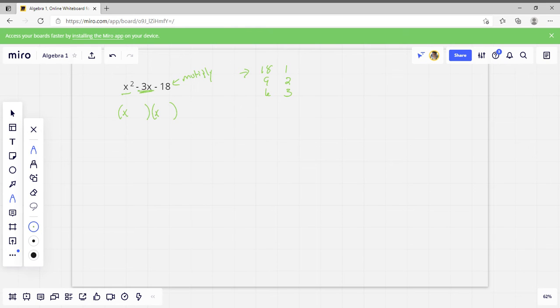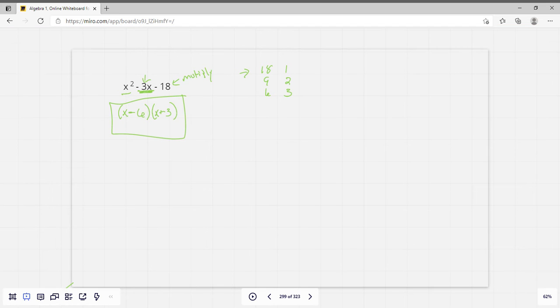When we add those two factors together, we got to get negative 3. So if we add or subtract those factors, we got to get negative 3. 18 and 1 could not make negative 3. 9 and 2 couldn't make negative 3. It's only these two that could make negative 3. So you know these have to be 6 and 3. And for it to be negative 3, the 6 has to be negative and the 3 has to be positive. So there's the answer to that one. It's x minus 6, x plus 3.